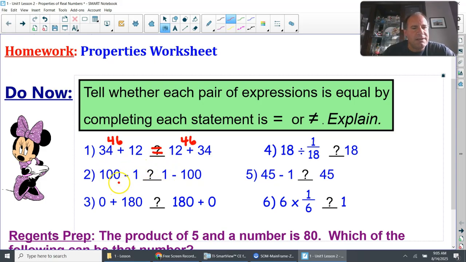100 minus 1 is 99. 1 minus 100 is negative 99. These do not equal each other. Commutative property does not work for subtraction. 0 plus 180 is 180, and 180 plus 0 is the same thing. That is commutative property of addition.